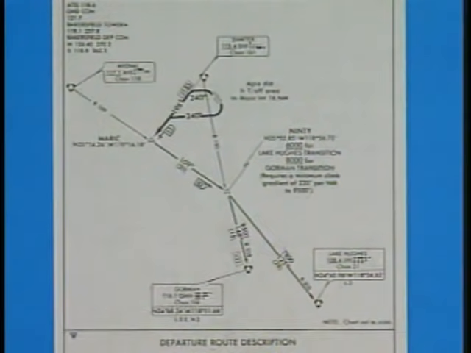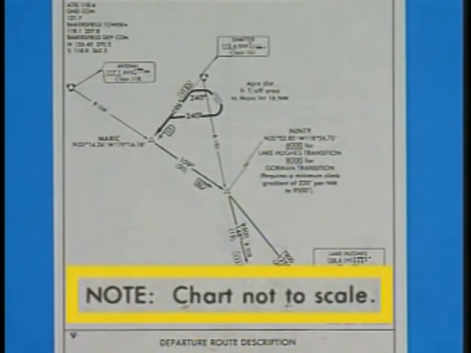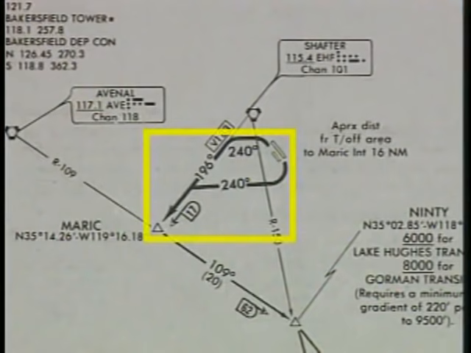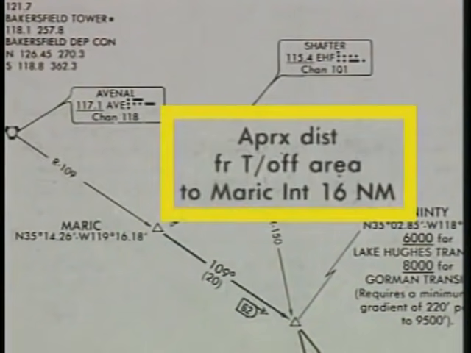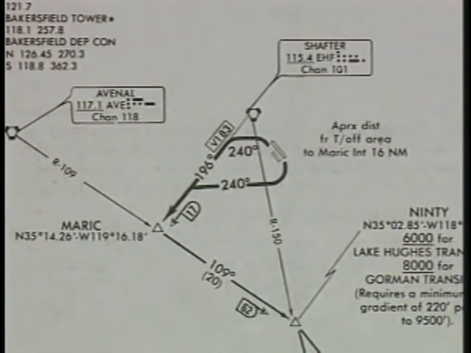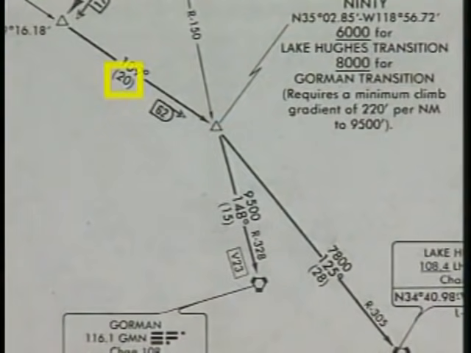When DP charts cover large geographical areas, they may not be drawn to scale. This means distances cannot be accurately measured with a plotter. On some DPs, the distance from the airport or runway to the DP fix will be given, such as approximate distance from takeoff area to Merrick intersection, 16 nautical miles. This value is included to help you determine the approximate mileage for flight planning purposes. However, actual track mileages are depicted along the transition routes.